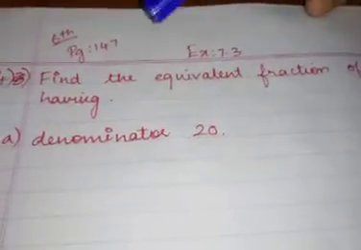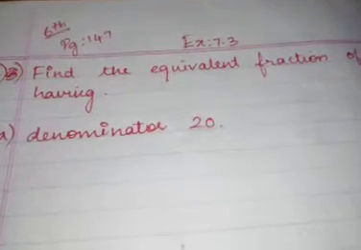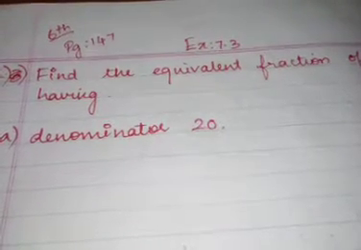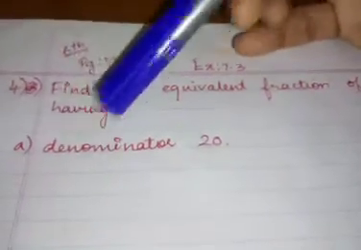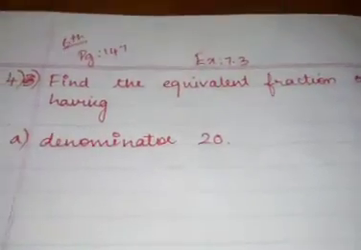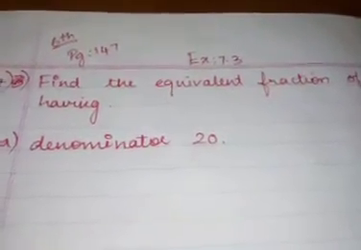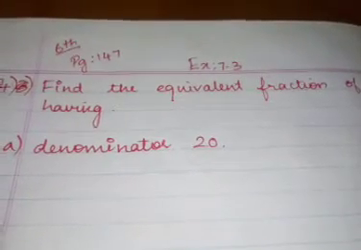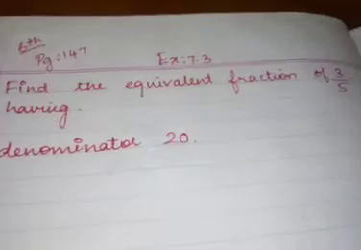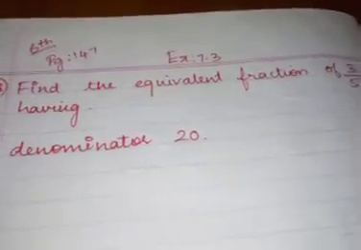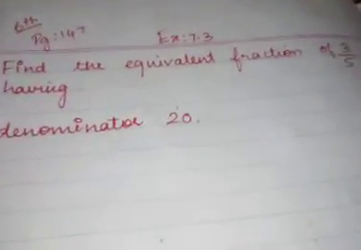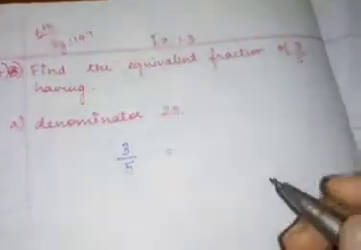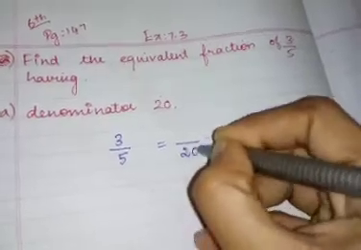Fourth problem, find the equivalent fractions of 3 by 5. That too, they are giving one condition: having denominator 20. That equivalent fraction should contain the denominator 20. That is our rule. Not directly finding the equivalent fraction, we have to find the equivalent fraction with the condition that our denominator should be 20. So what we should find? We should find the equivalent fraction of 3 by 5 with denominator 20.